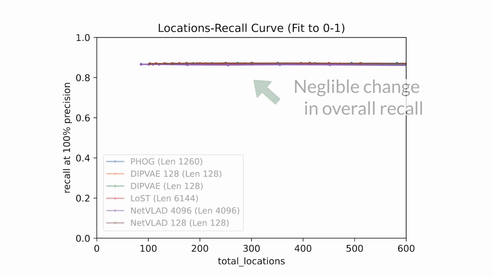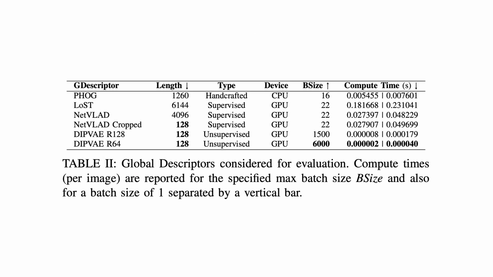We further record and compare the compute times for each global descriptor. For fair comparison, Python implementations of the descriptor models were used. We report the compute times for the maximum batch size in a batch processing setting, in addition to reporting compute times for a batch size of 1.